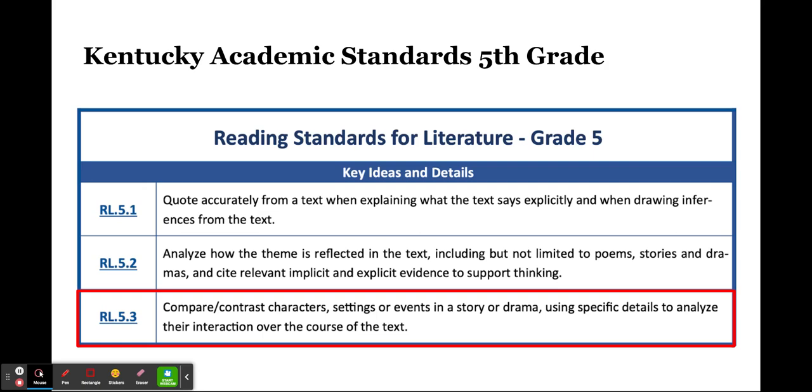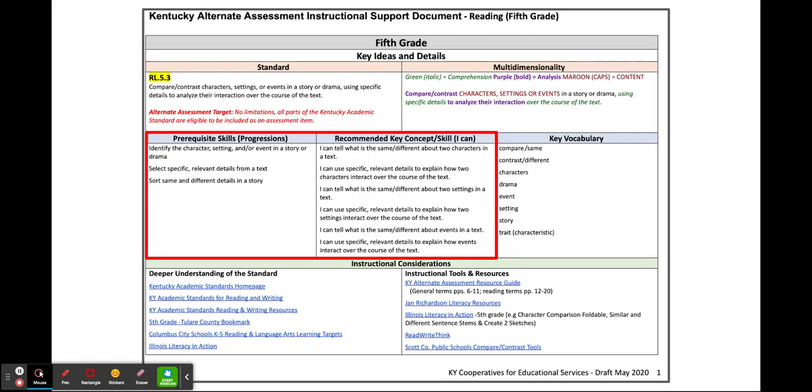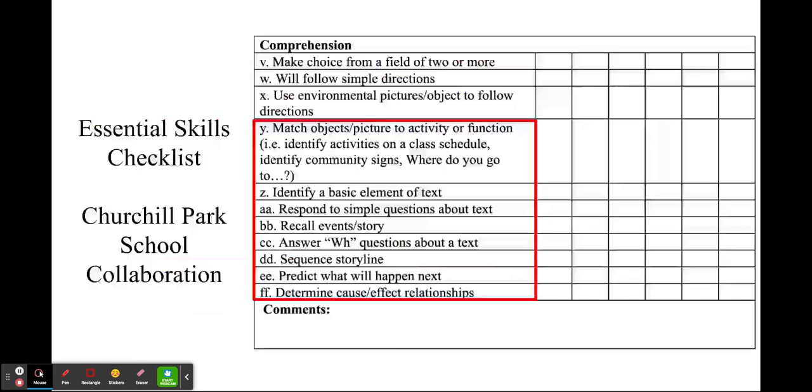So our next step would be to look at our Kentucky Cooperative Alternate Assessment site. The standards have been broken down with prerequisite skills and recommended key concepts. This was done as a collaboration with low incidence and literacy consultants across the state so that we were sure we understood the true meaning of the standard. So see the first prerequisite: identify the character, setting, and or event in a story or drama. That's where we can start. We want our student to be able to recognize characters, settings, and events in the story.